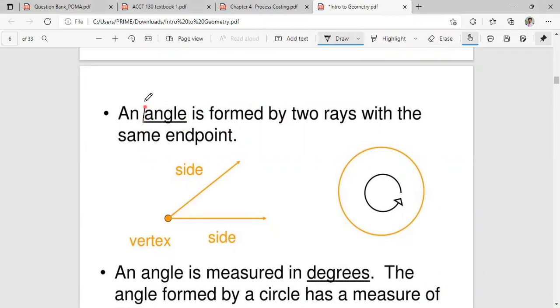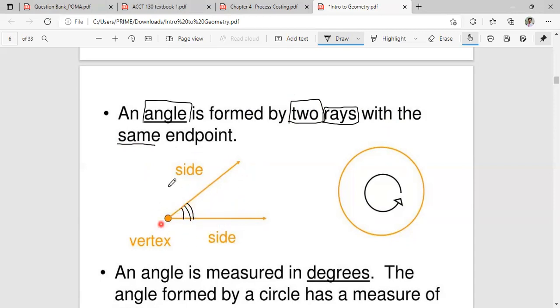So what is an angle? An angle is formed by two rays, like I have told you what a ray is. A ray has one end point and one arrowhead that is moving forward. So we have two rays over here with the same end point, and these are moving ahead. Here you go, I will draw a sign over here. This is called an angle.